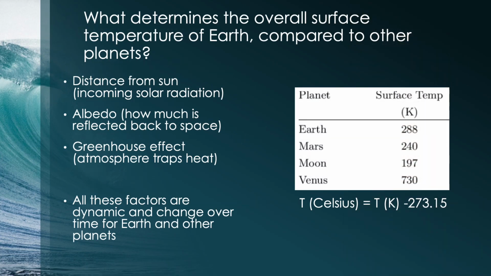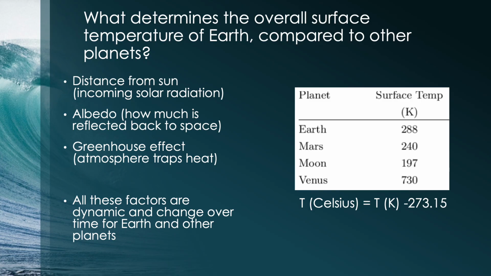So if you look at planets in the solar system, here I've shown Earth, Mars, and Venus. The surface temperatures are dramatically different, especially Venus, which has a 730 degree Kelvin surface temperature. The Earth is 288, which is about 15 degrees Celsius or so.